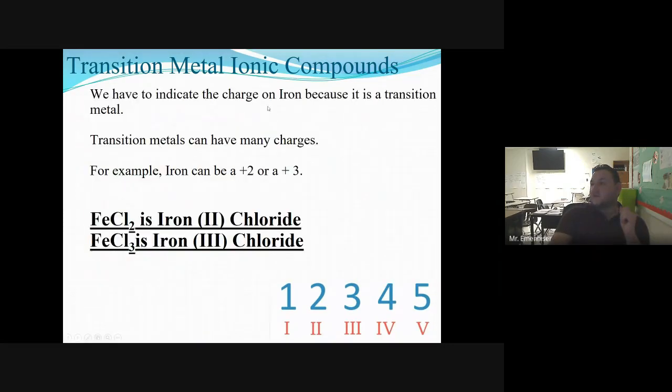We have to indicate the charge on iron because it's a transition metal. Transition metals can have many charges. Iron can be +2 or +3, so here's 2 iron compounds. So FeCl2 is iron 2 chloride because that charge on the iron is a +2. FeCl3 is called iron 3 chloride because the iron is a +3.